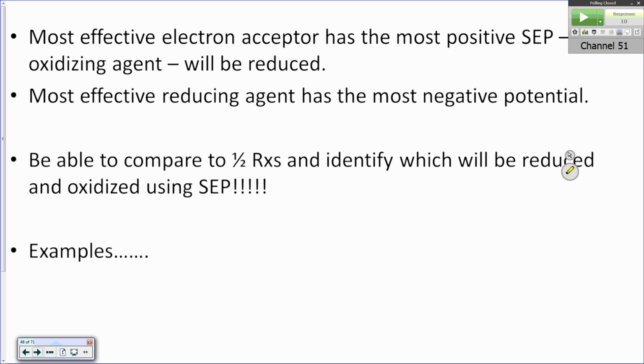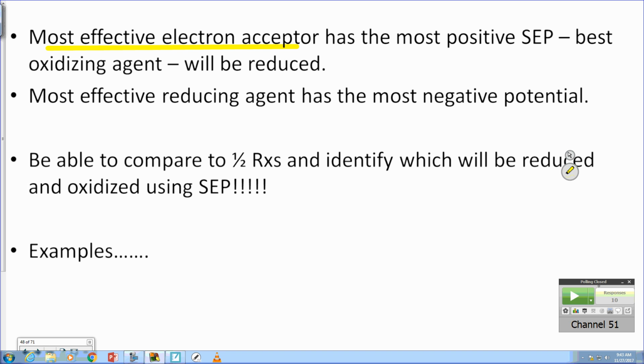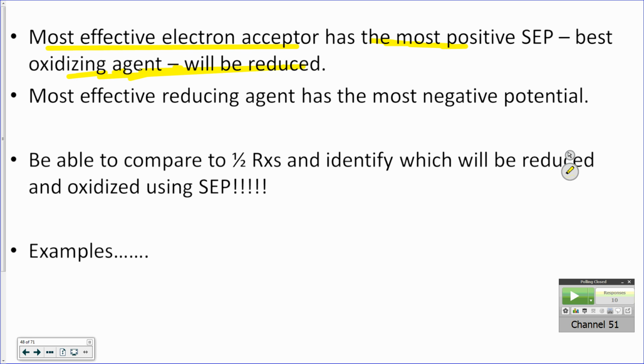So the thing that's going to be the most effective electron acceptor, the thing that's going to be reduced, is going to be the thing that has the most positive potential. We talked about this. We're just going to reiterate that. So that's going to be the best oxidizing agent. That's going to be the thing that picks up the electrons. The most effective reducing agent is going to be the thing that has the most negative potential associated.